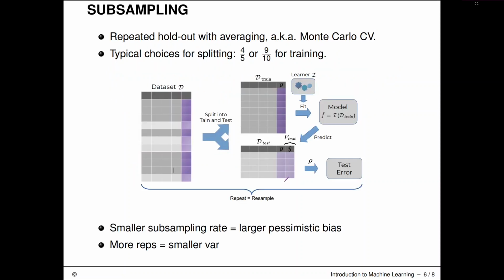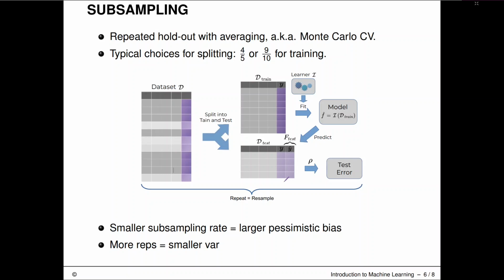Here's another strategy that is also sometimes used. That's called subsampling. Very easy to define. So subsampling is simply repeated holdout. And of course, again, we average performance estimators at the end. Some people also call this Monte Carlo cross-validation because of this more, let's say, random splitting approach than the more structured one in CV.